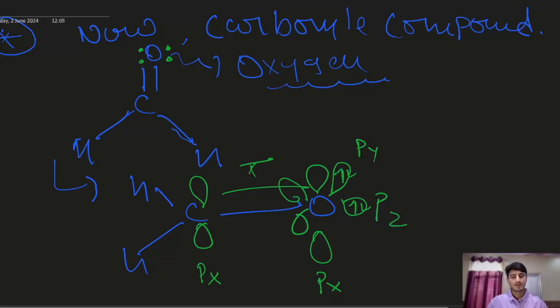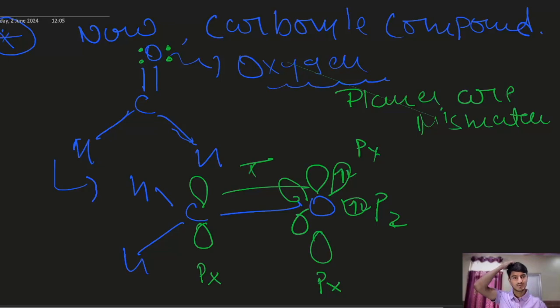Now again, the planes of the two p orbitals, the one which has the lone pair and the other onto which it has to be transferred, are not in the same plane. The planes are mismatched. The lone pairs are in the py and pz orbitals, and the adjacent orbital we have is px. So the planes are mismatched, and both the lone pairs are localized.